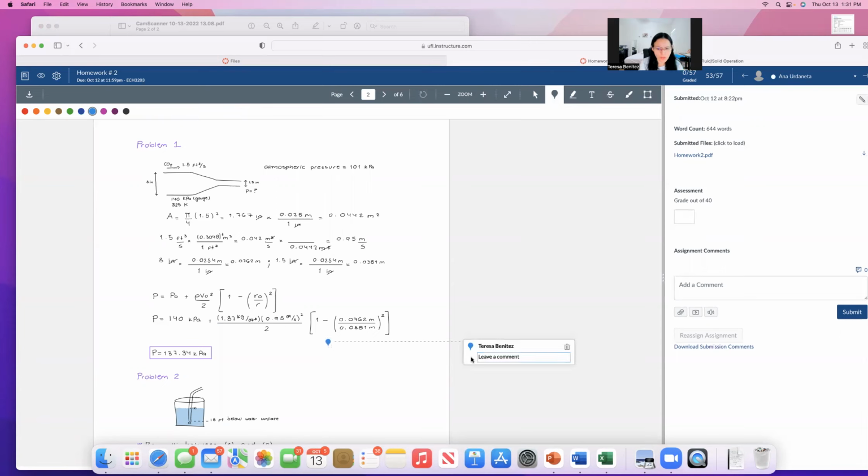So you can write a comment. Where did you get this equation from? Please contact me or the grader for more points, because I just don't know where they got that equation from. I don't know if I'm missing something.